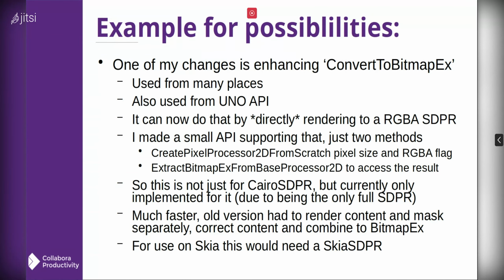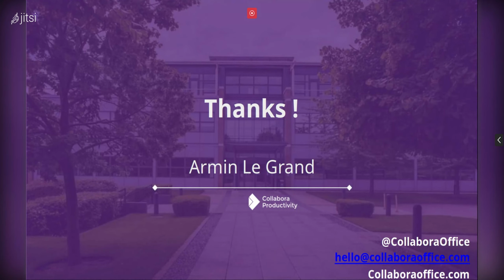And that's why I mentioned eventually doing a Skia SDPR, because when we have SDPRs for all systems, I could apply stuff like that to much more parts of the office. And doing that directly with RGBA is maybe 3 times faster, felt, not measured. So we really should go forward in that direction. There is a lot of potential to use. So that's it from my side. If you have questions, go ahead.